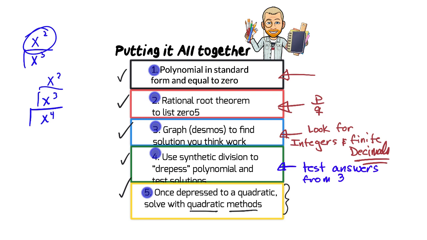And then lastly, once you get it down to a quadratic, then you can either use the square root method, you can use the quadratic formula, or you can try to factor it completely. So we got 3 different ways we can try to attack that quadratic.